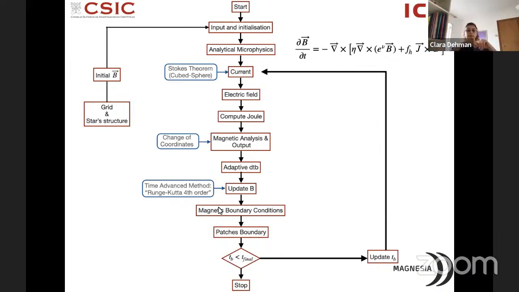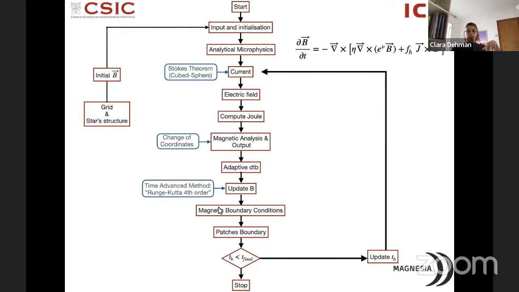Once we have that, we basically need to apply boundary conditions. So we have our system, our crust, where we are doing the evolution, and the surface of the star is where we have to apply the boundary condition, and also at the crust-core interface we have to apply the magnetic boundary condition. Then there is the extra cost to pay, which is connecting these patches with each other. That is very technical, and I will not speak about it during this talk.